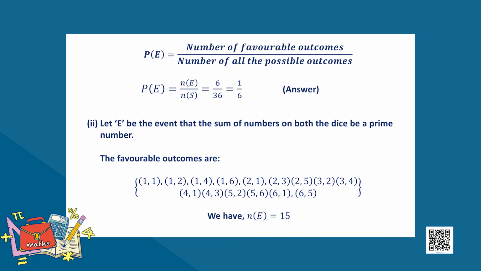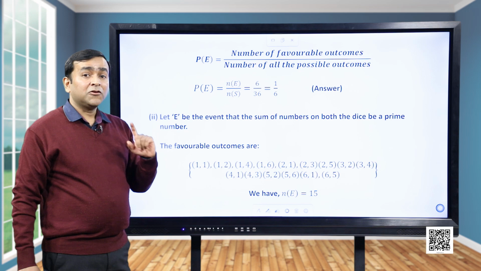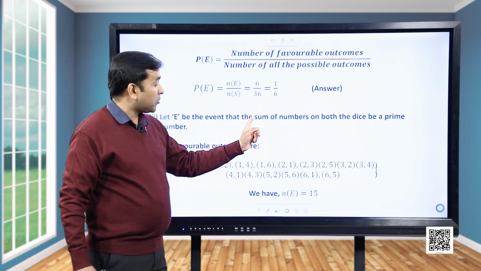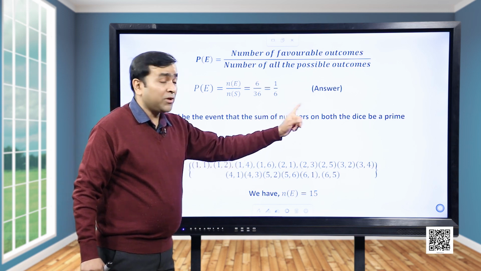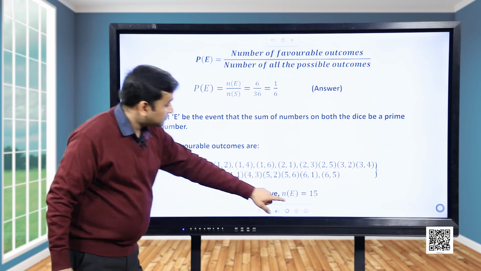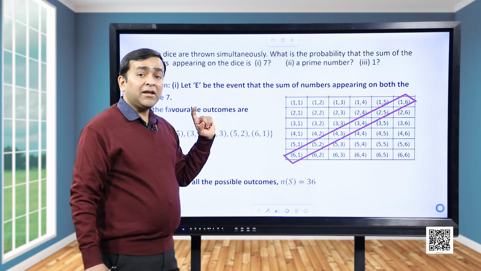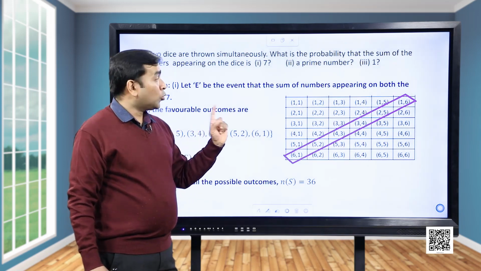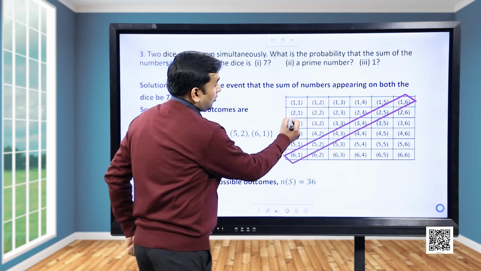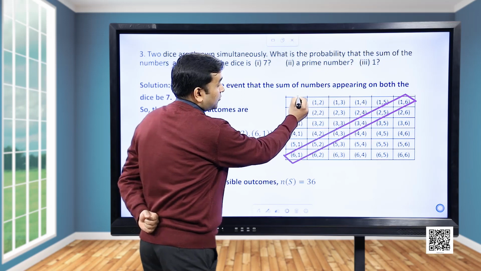Let E be the event that the sum of numbers on both the dice be a prime number. So notice that we need to find the probability of sum of numbers to be a prime number. If we go back to the previous slide and refer to this table, we need to find those outcomes whose sum is a prime number. So see here, 1 plus 1, is it 2? So this is a prime number, so we will mark this.